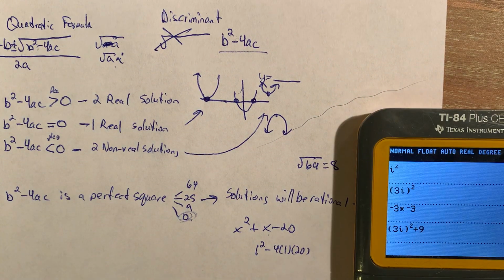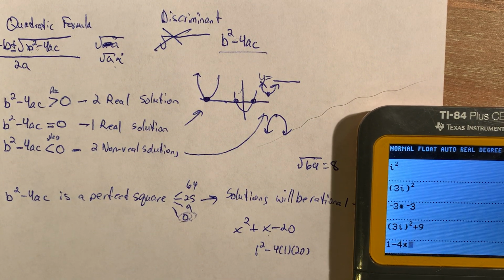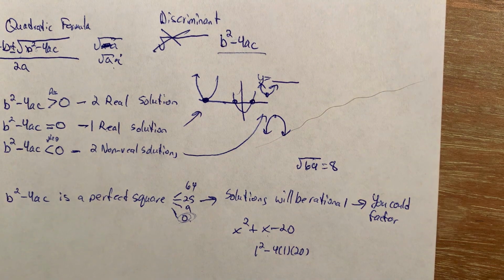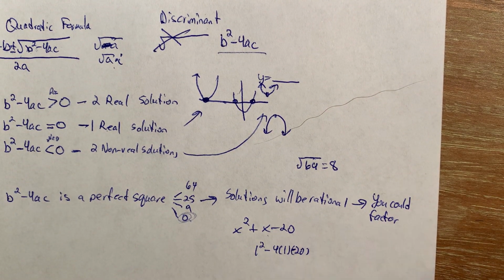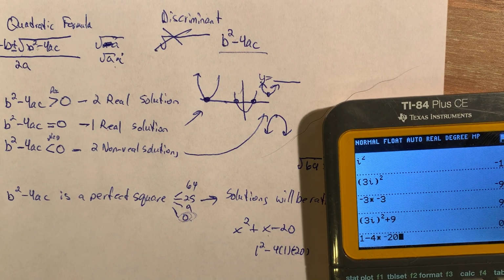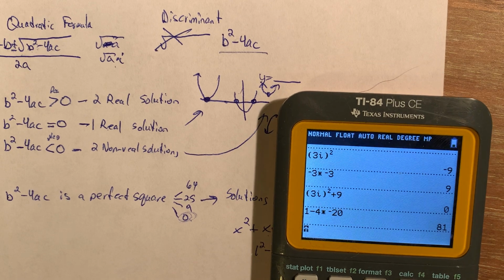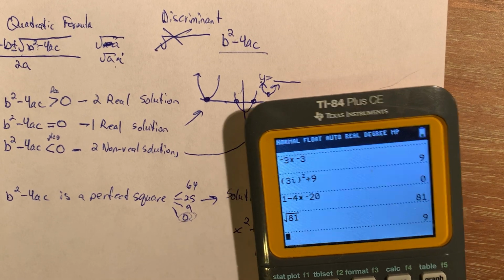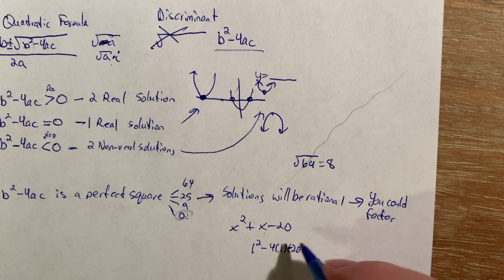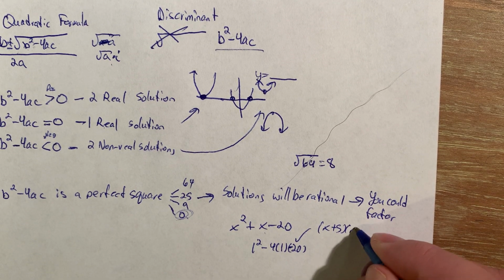So 1 minus 4 times, sorry, c is negative 20. I apologize, that would have come out badly. So 4 times negative 20. And when we do this, it comes out to be 81. Can you take the square root of 81? Yes, that means it can be factored, and it factors into x plus 5 times x minus 4.